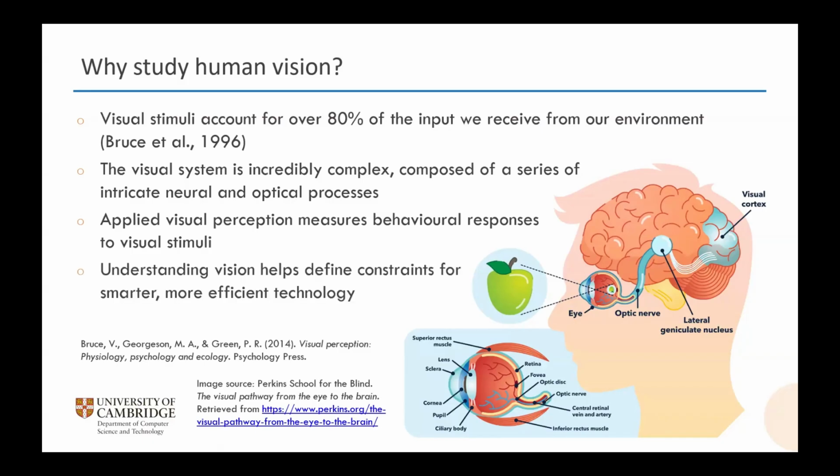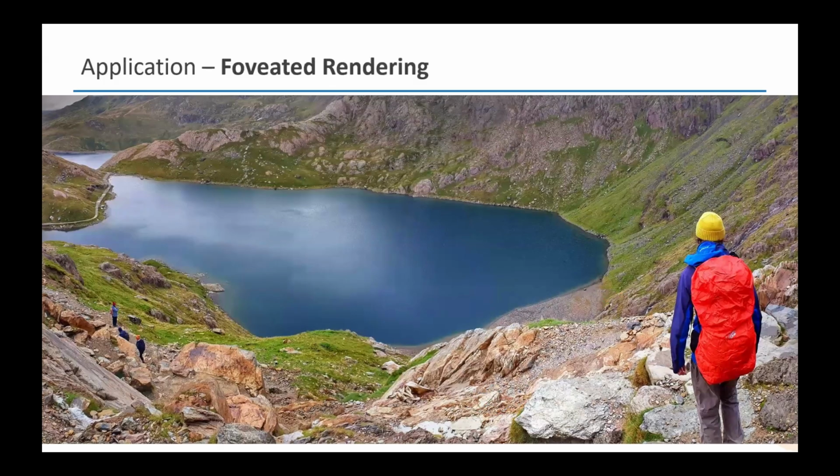And then once we have that knowledge, we can use it to improve technology or define constraints of technology or to improve human-machine interaction. And one such application I'll just show you is called foveated rendering. It's a concept used in virtual reality and augmented reality.